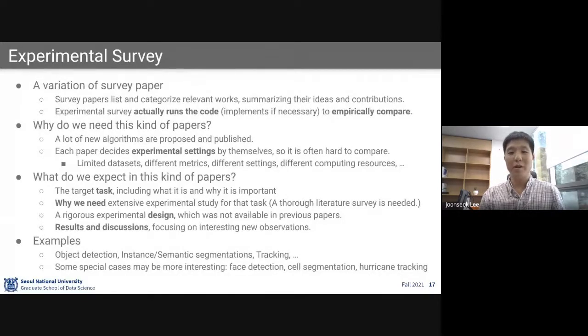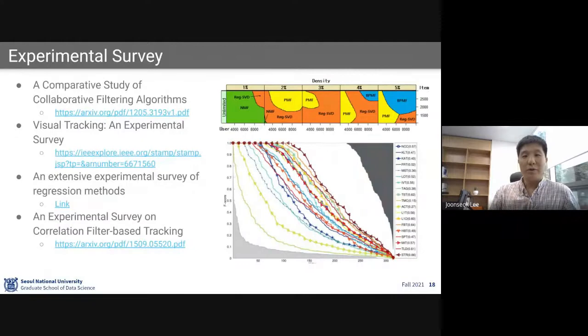So for this experimental survey, you may not need your novel idea, but you will need more analytical skills to design the experiments and conduct them to draw some conclusions. So here are some examples.